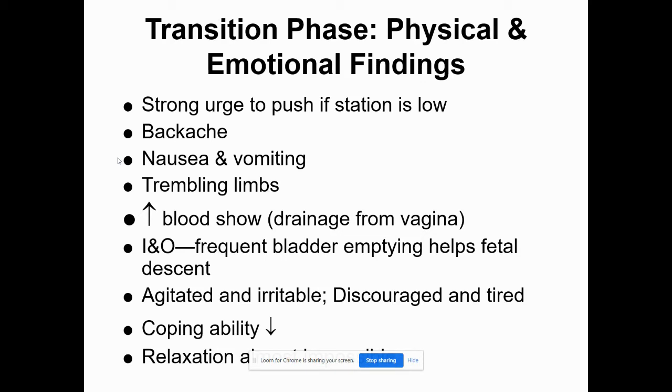During this time period, the woman may have a very strong urge to push if the presenting part is at a low station. She may feel backache. Again, that could be from the contraction, pushing that hard head against the sacrum. She may have nausea and vomiting. That's just a kind of common response to pain some people have.